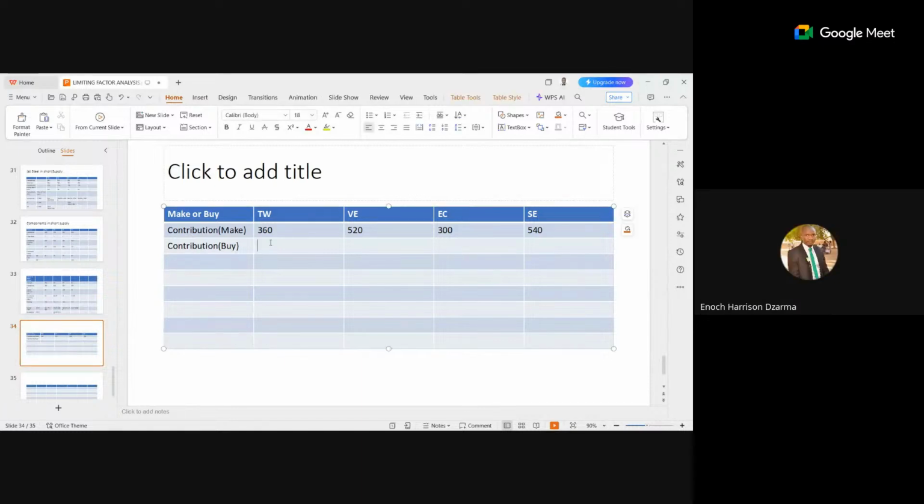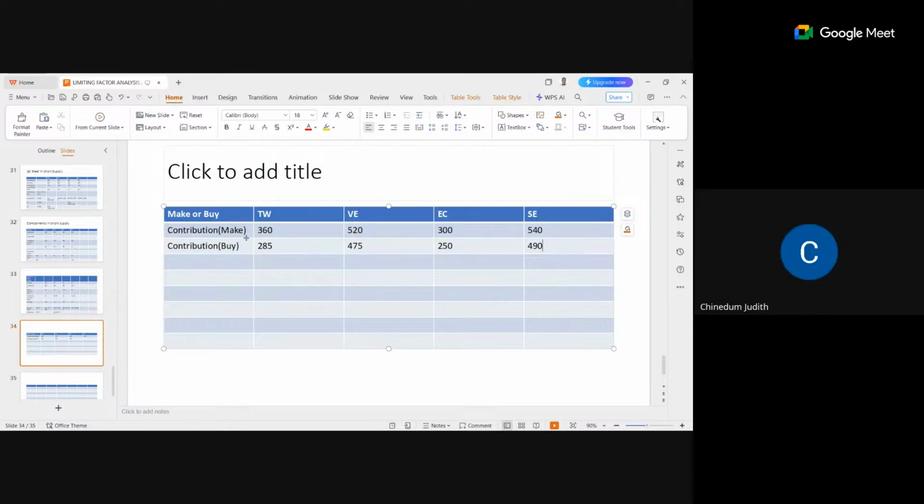So for TW, 285. For VE 475. And for EC 250. For SE we have 490.